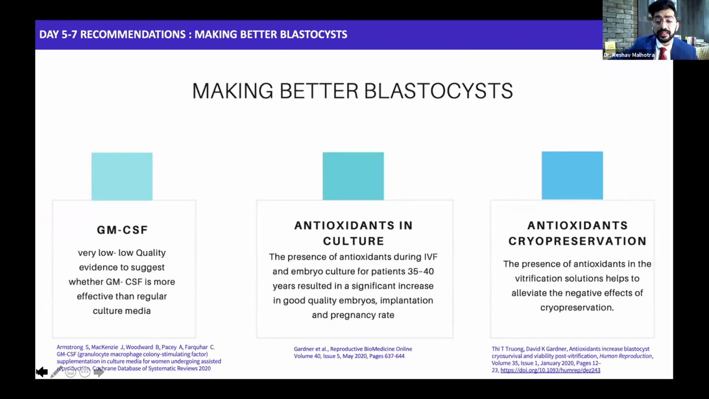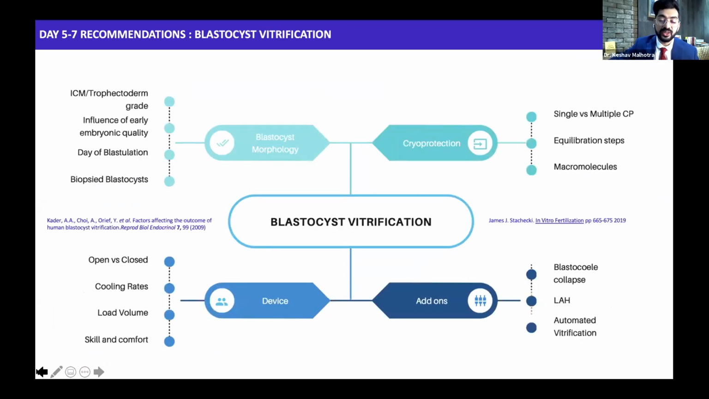But again, if you look at the recent publications, especially on antioxidants, which are coming from Professor Gardner's group, both antioxidants in culture and antioxidants in cryopreservation media can actually help you in improving outcomes. And this is something which has to be looked forward to. And we need more literature and more meta-analysis to suggest whether this helps. Now, what about vitrification? This is also something which all of us need to worry about. Now, again, I tried to divide this into 4 aspects. The first one basically is blastocyst morphology.